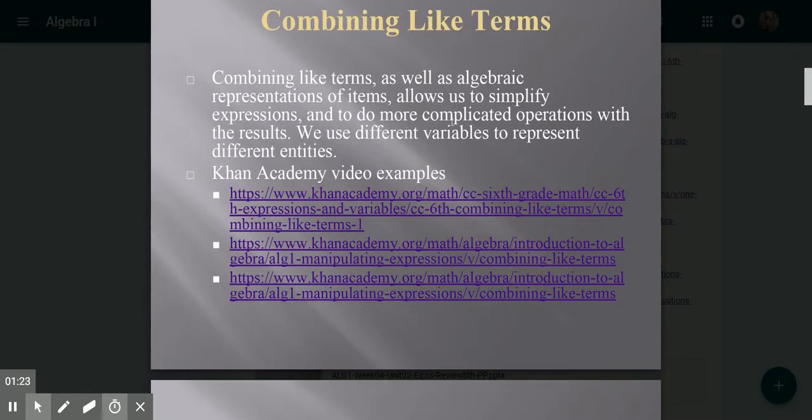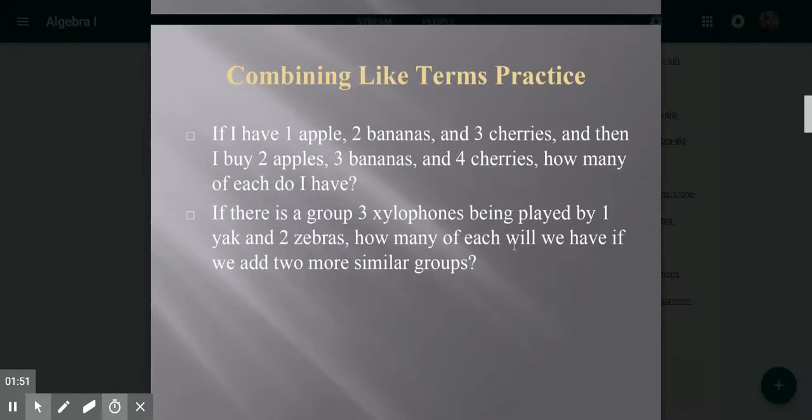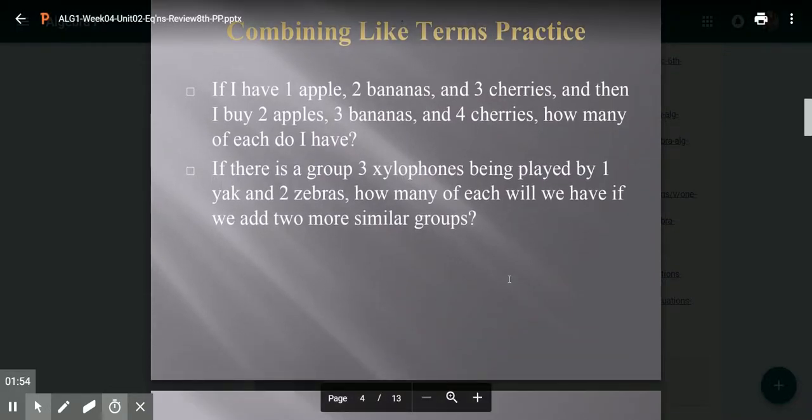So combining like terms. Using this, as well as using algebraic representations of items, allows us to simplify expressions and then do more complicated things with these expressions and equations. We use different variables to represent different entities. And then here are 3 Khan Academy videos that explore this in increasing detail, in case you need some additional support. For the purposes of this video, here's some examples.